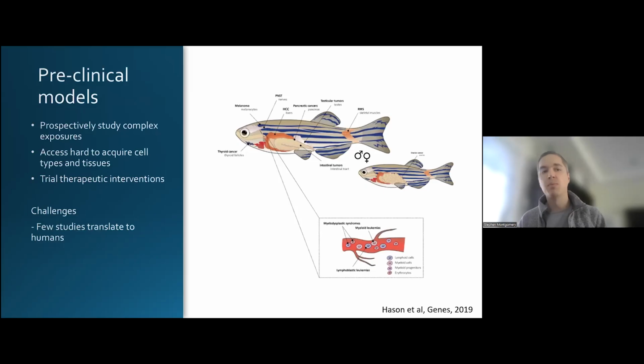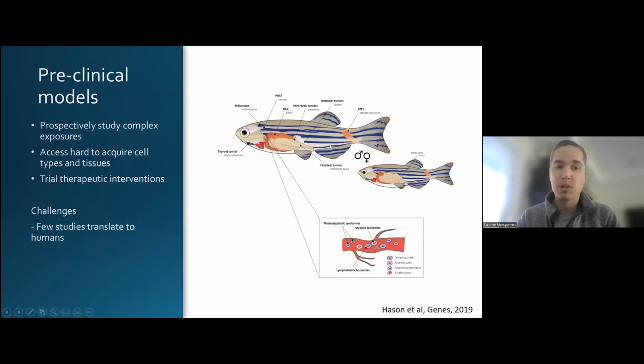And then finally in this session, we're going to touch on different preclinical models as well. We'll spend most of our time talking about zebrafish as a model. This is just one picture from a recent review showing the range of different cancers that can be explored across a zebrafish.